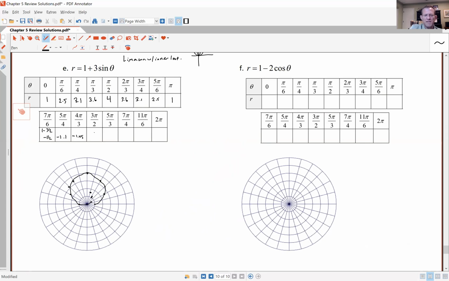which is around negative 1.45. 3 pi over 2, sine of 3 pi over 2 is negative 1. 1 minus 3 is negative 2. So at 3 pi over 2, we're at negative 2. And we've got half of that inner loop taking shape. And now the symmetry takes over: negative 1.45, negative 1.1, negative 1/2. And then sine of 2 pi is 0, getting us back to 1.